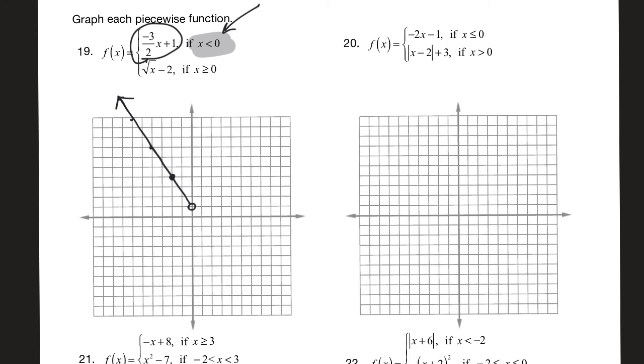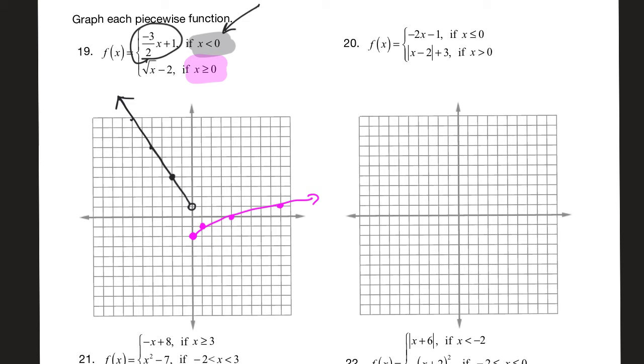Now, to the right of 0 and including 0, I have a completely different graph. I've got a square root graph that has been moved down 2 units. So that means that this will be an end point, right? And then if I remember my parent graphs and just sort of move things over, 1, 2, 3, 4, 5, 6, 7, 8, 9. It should look like this to the right of 0. All right, so let's try number 20.